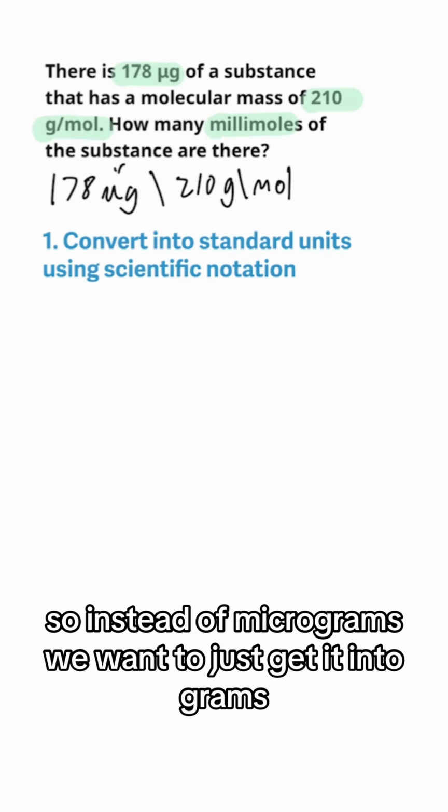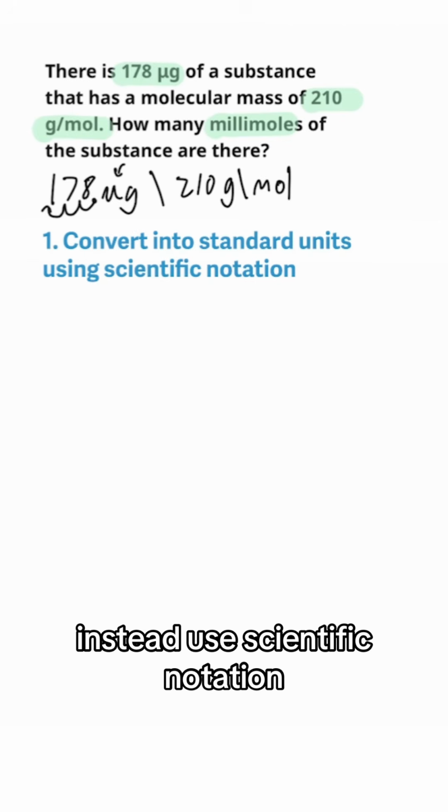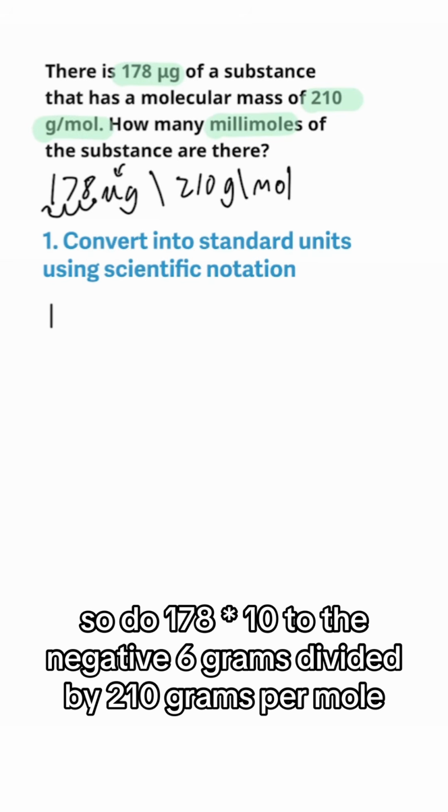So instead of micrograms, we want to just get it into grams. And when you do this, do not move the decimal point. Instead, use scientific notation. So do 178 times 10 to the negative 6 grams divided by 210 grams per mole.